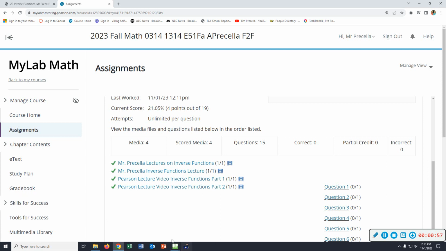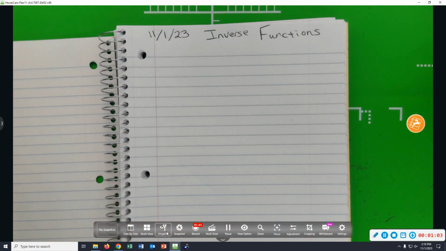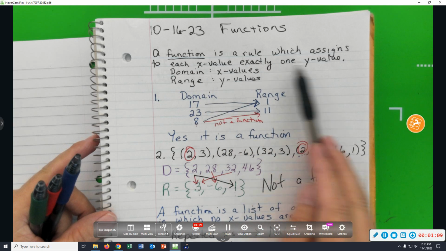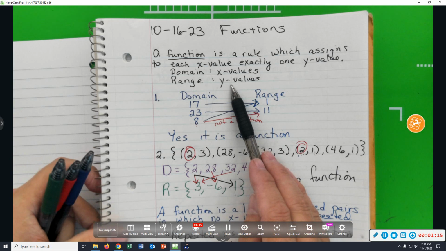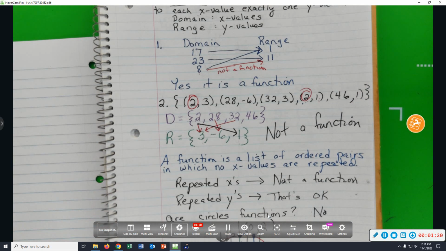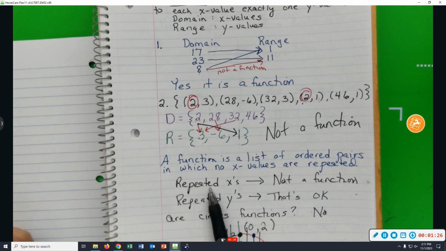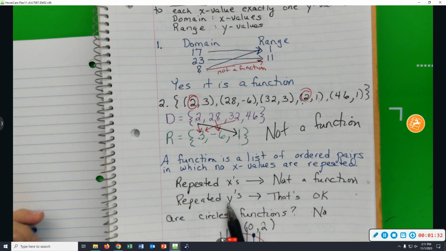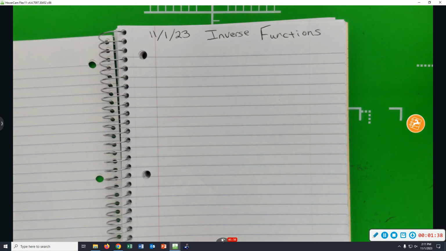And I want to remind y'all of something we saw a while back. I said a function is a rule that assigns to each x value exactly one y value. The domain is a set of all x values. The range is a set of all y values. And we made the note that repeated x's mean that the expression is not a function, but it's okay to have repeated y's. You just can't have repeated x's and the thing be a function.